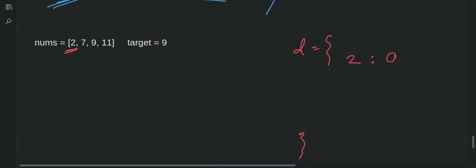Okay, then we move to 7, then remaining is 2, right? And so we will look in the dictionary whether we have 2 or not, and we can see yes, we have 2. So we can immediately return index of 2, which is 0, and index of 7, which is 1, right?